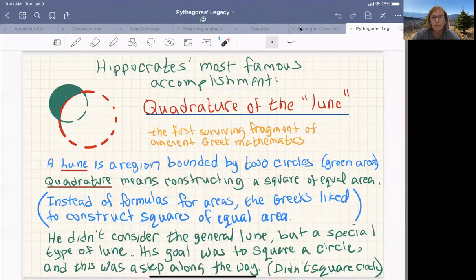Now, the problem that Hippocrates was trying to figure out is how to use a compass and a straight edge to construct a square with the same area as a given circle. He wasn't able to solve that problem, but he was able to solve the problem when the shape is a part of the circle, namely the lune.